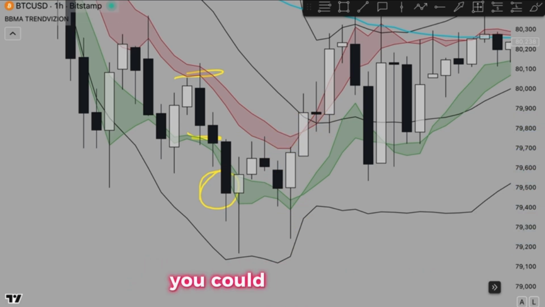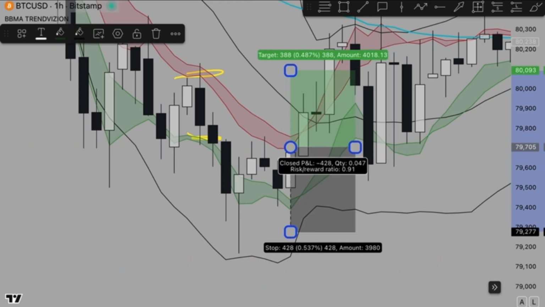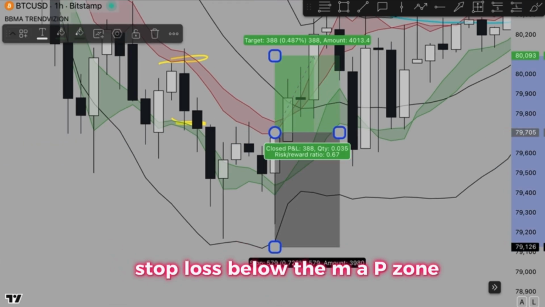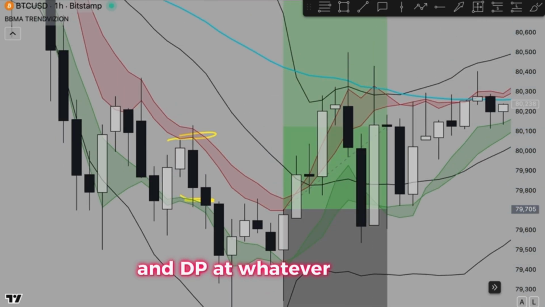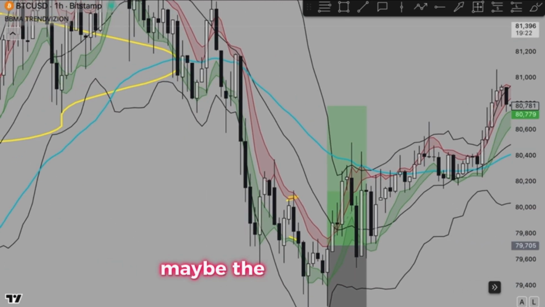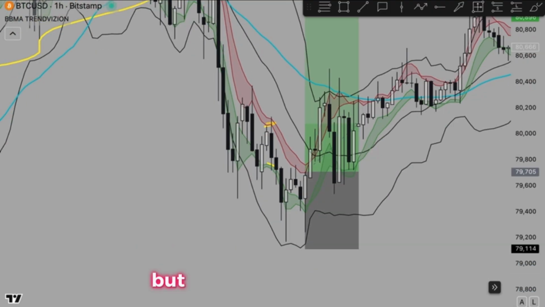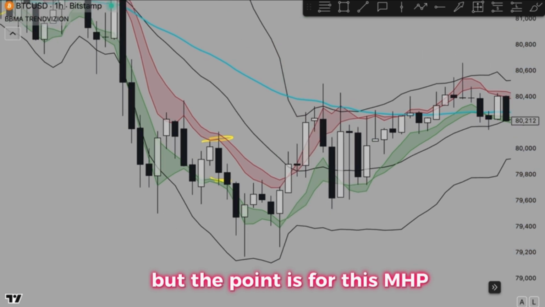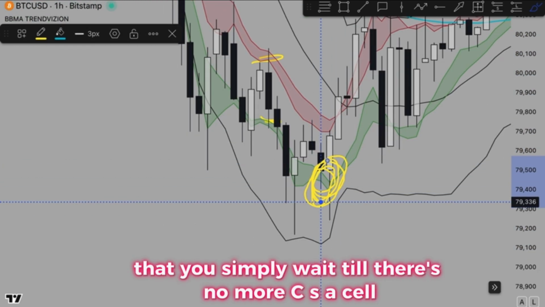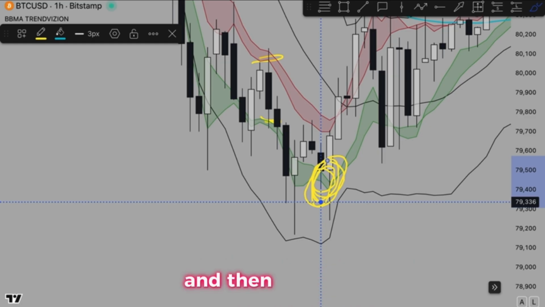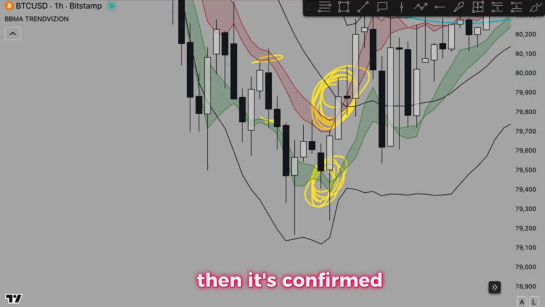So you could take the trade either from the touch of MA high here, stop loss below the MHV zone, below the lower band, and TP at whatever target you have, right? Maybe the daily MA high zone, whatever, right? But the point is, for this MHV, that you simply wait till there's no more CSA sell, and then, for example, you can enter on the break of MA high, then it's confirmed.